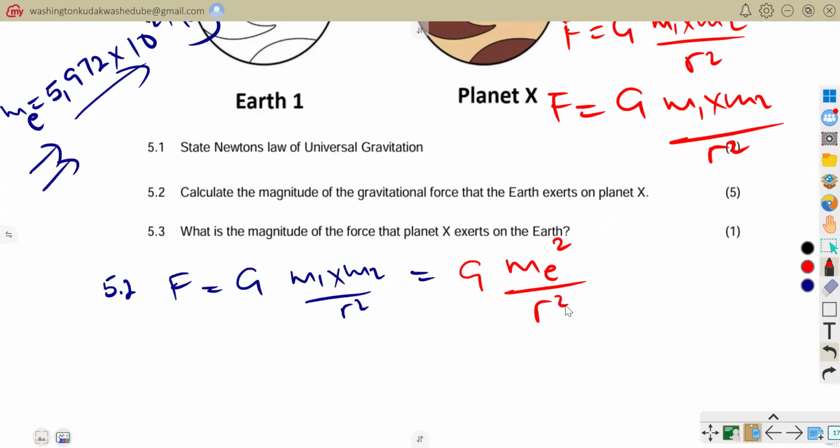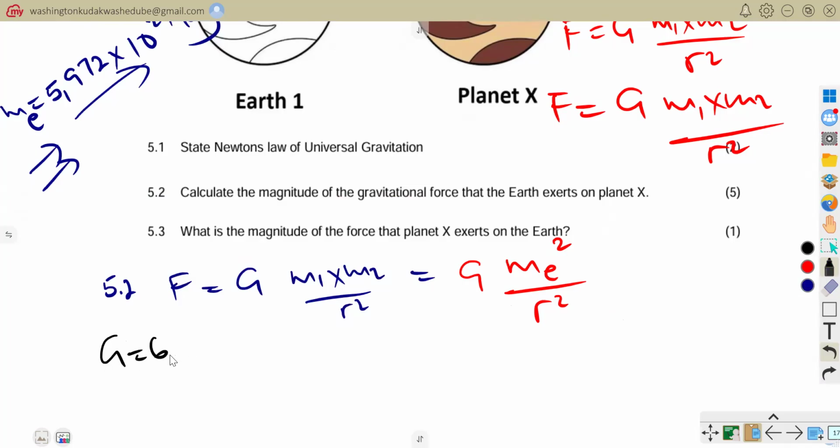And the other thing that we need to know is the capital letter G, which is the gravitational constant. What is the value of the gravitational constant? That is what we also need to know. So those two values you will always be given. So let me just give you the value of the gravitational constant.